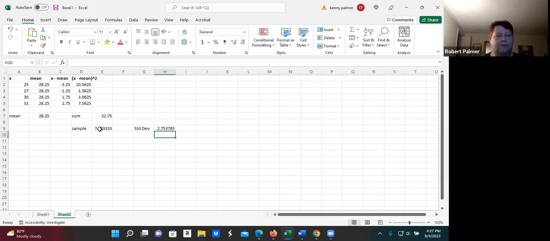Okay, so once again, what this value tells you is that on average, each data value is about 2.75 units from the mean, either above or below. Our mean is about 28. This tells you about 2.75, about 3 units from the mean on average, above or below. That's our sample standard deviation, just looking at a sample.